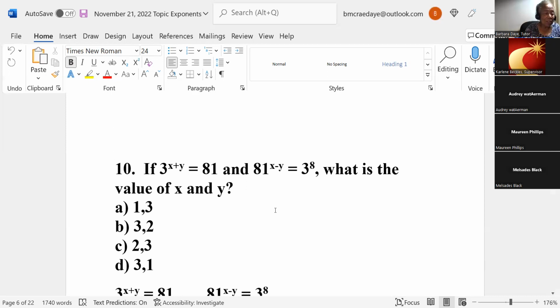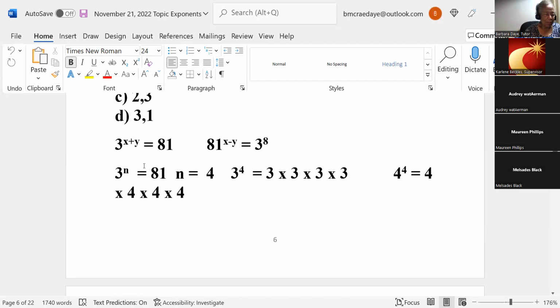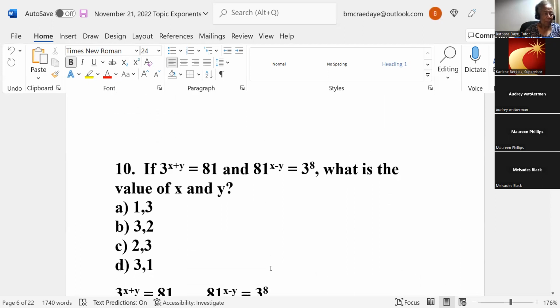So 81 to the second power will give me that big number we got. And 3 to the 8th power gives you the same number. 3 to the 3 plus 1 gives you the same number, so the 4th power is 81. Go back up. I want to understand how you differentiate the answer. So you say, what is the value of X and Y?